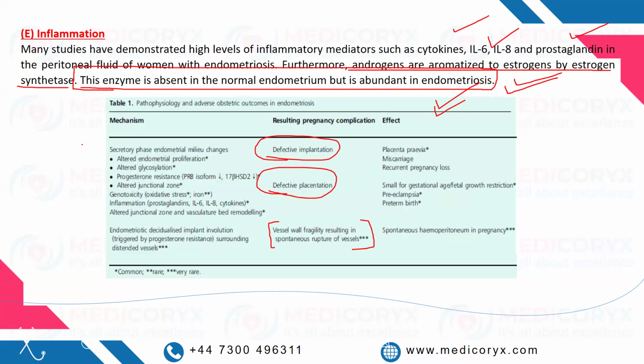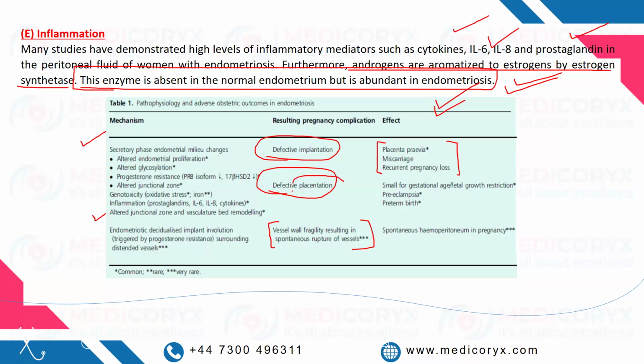So what exactly is the mechanism? Secretory phase, endometrial changes, altered endometrial proliferation, glycosylation, PRB isoform decrease, 17 beta hydroxysteroid dehydrogenase 2 decreased, altered junctional zone, genotoxicity, inflammation, and altered junctional zone and vasculature and remodeling. So altogether, if there is going to be defective implantation, what will it cause? Placenta previa, miscarriage, and recurrent pregnancy loss.